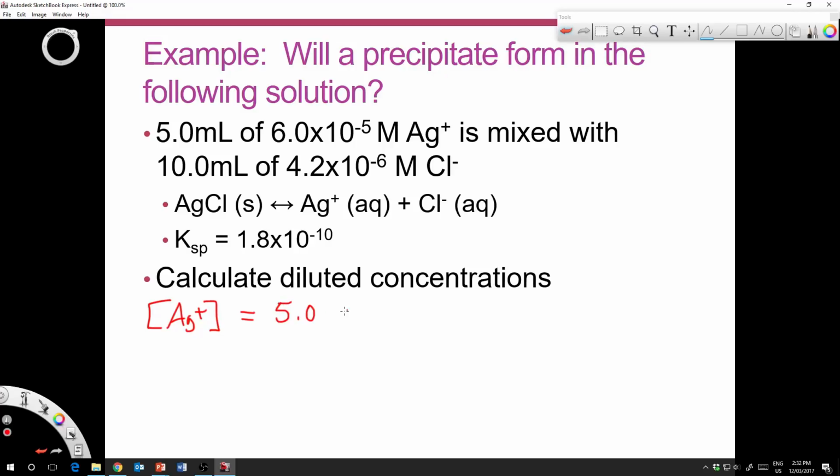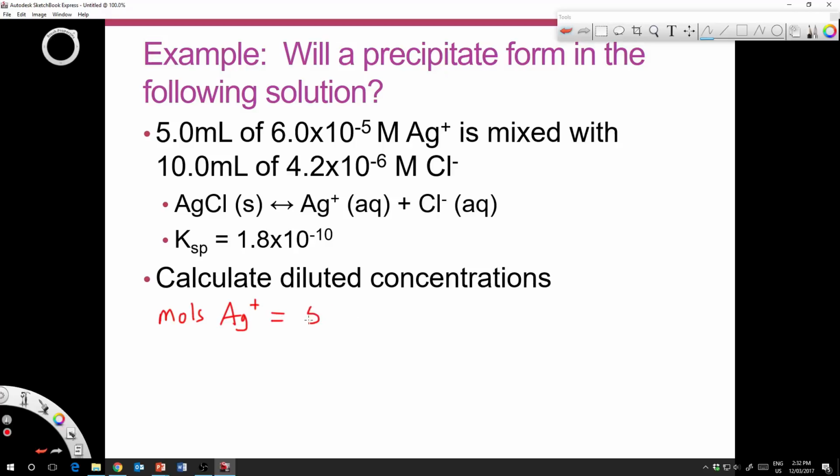Now, here's something that will be very useful for everybody. Actually, I shouldn't do it this way. All right, here we go. This is what I'll do. I'm going to calculate the moles of Ag first. Okay.